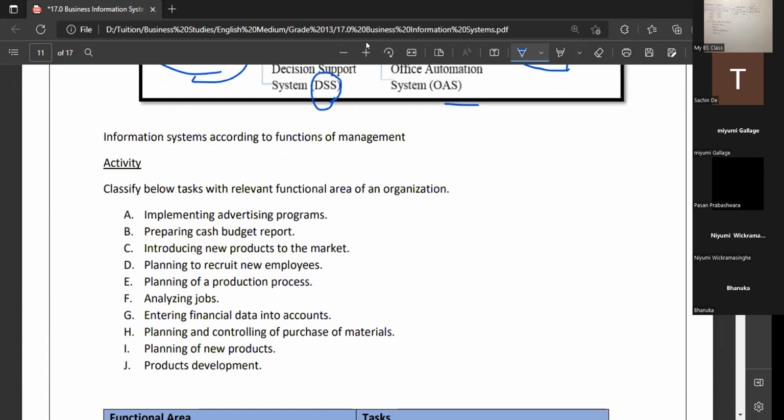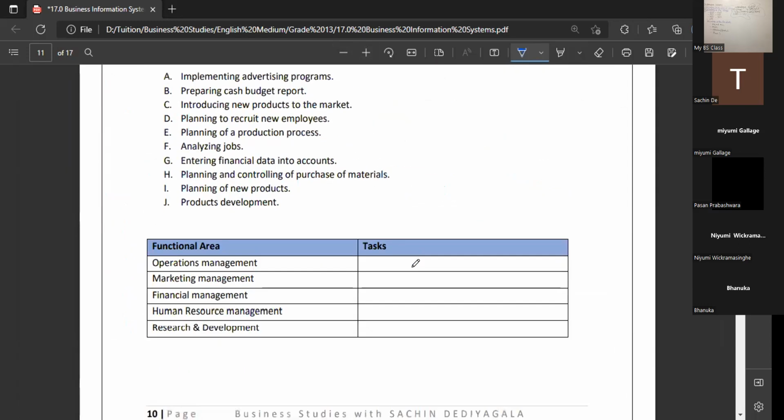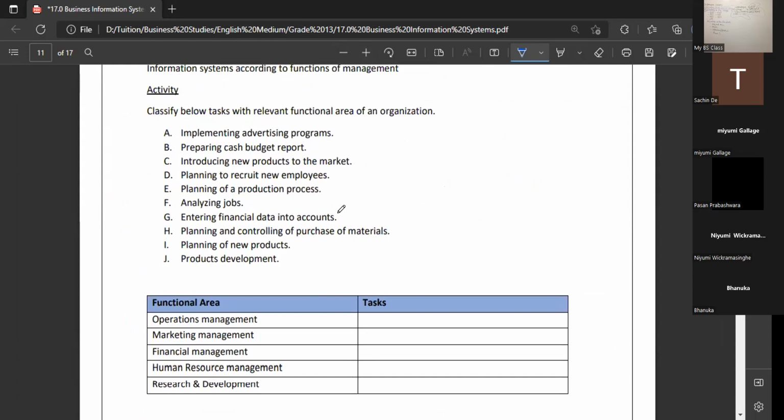Now we have an activity, guys. Can we quickly do that? You have a set of tasks, and you have to classify which functional area of the organization each belongs to. You don't have to write the task. For example, if you think A comes under marketing, you can just put A there. Can you spend a couple of minutes on that? Because our next subtopic is information systems based on managerial level.